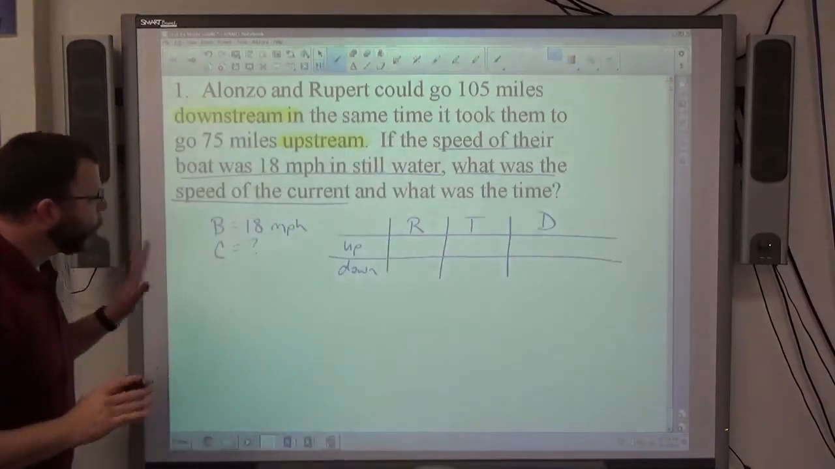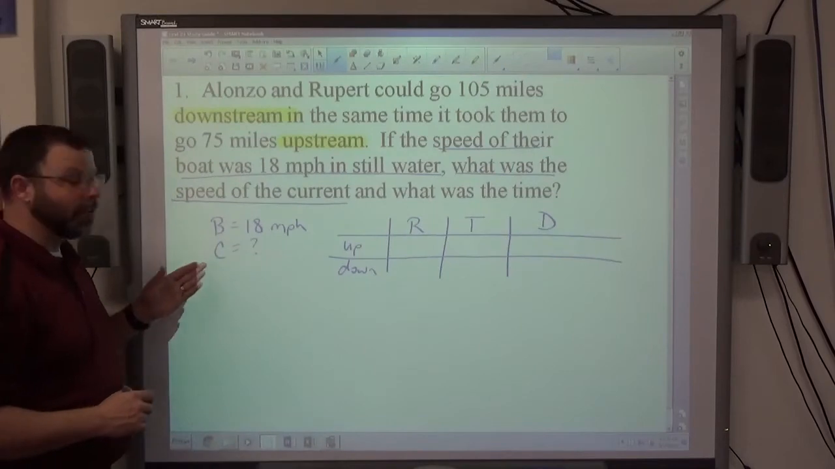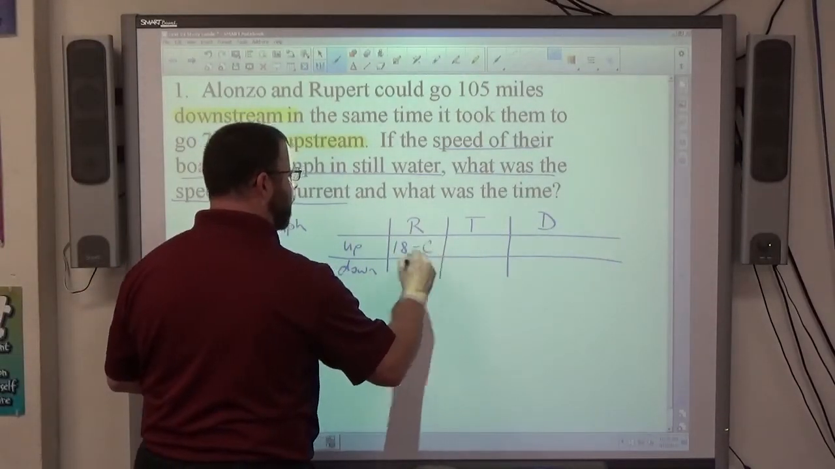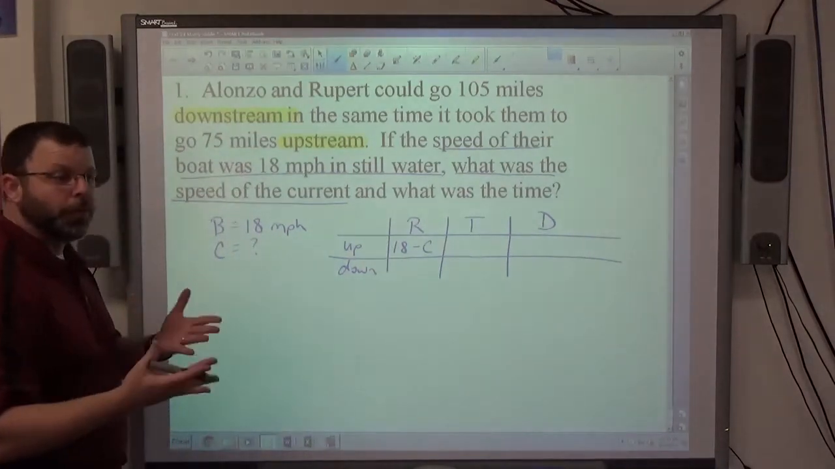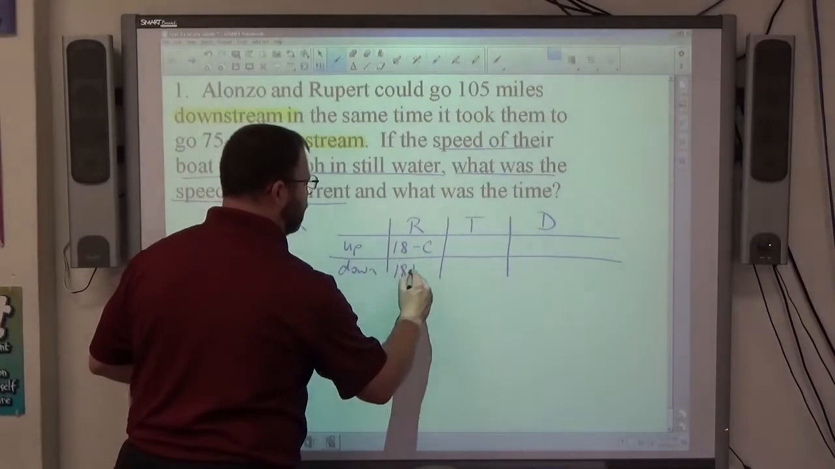Okay, so rate is dependent upon both of these things. So going upstream against the current, I'm going to go slower than normal, so I take my speed of the boat in still water, subtract the current. Downstream, or with the current, is going to go faster, so I take the speed of the boat in still water and add the speed of the current.